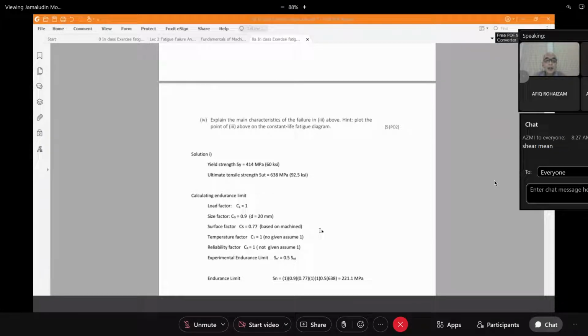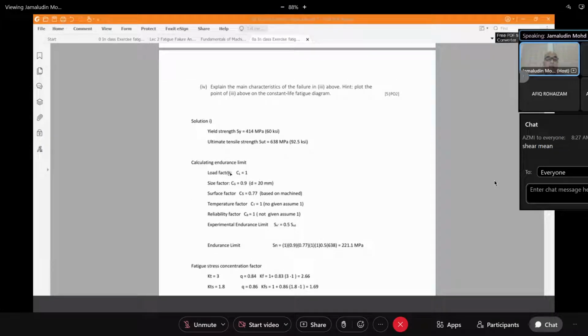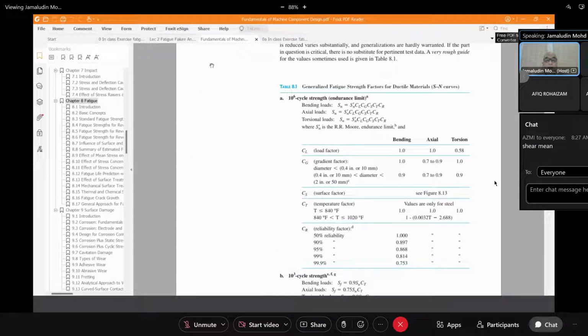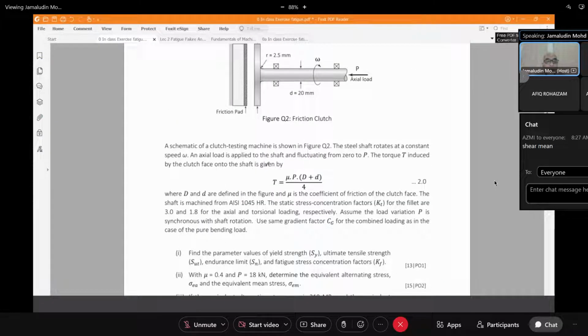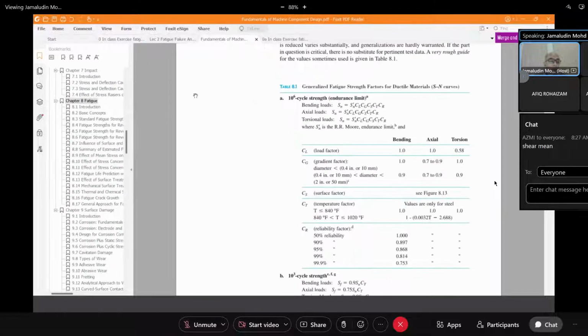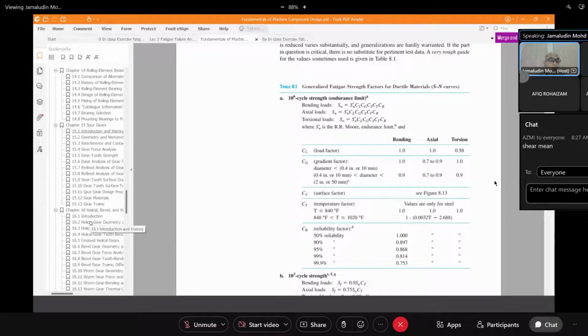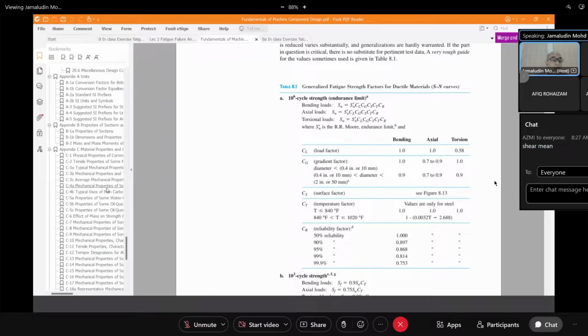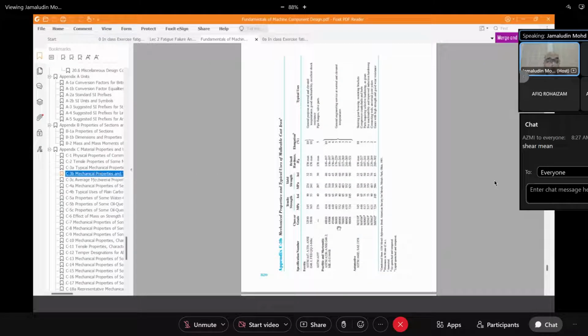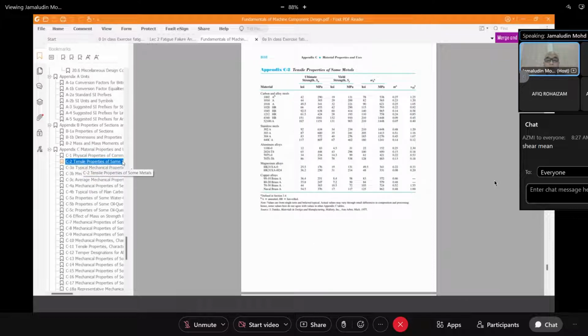Okay, what is the material again? The material will be 1045. I think it is in the first table of the appendix. Appendix C3, if not mistaken. Okay, it's C3 here. That will be 1045 hot roll.